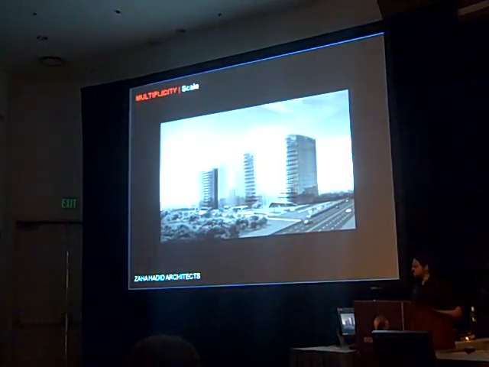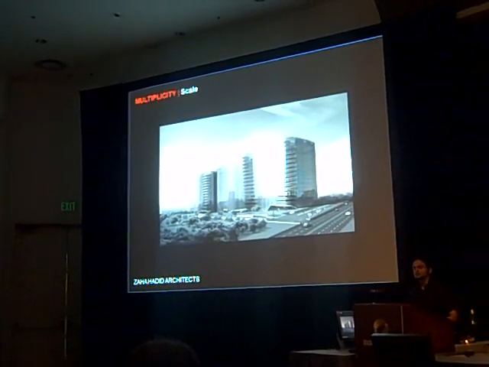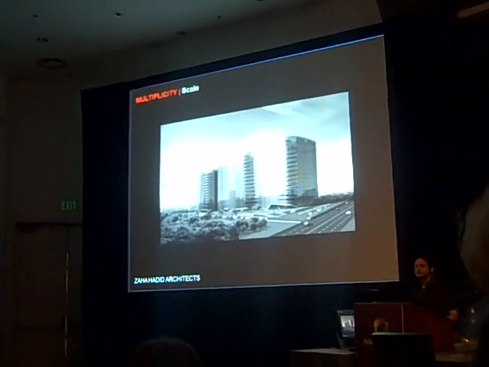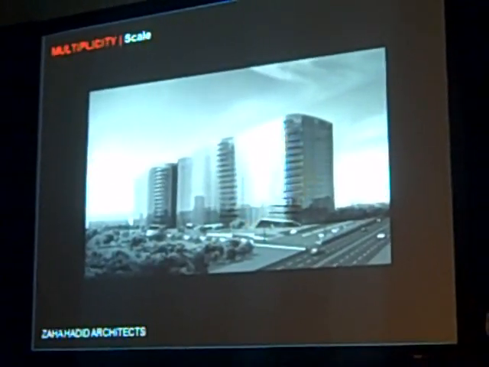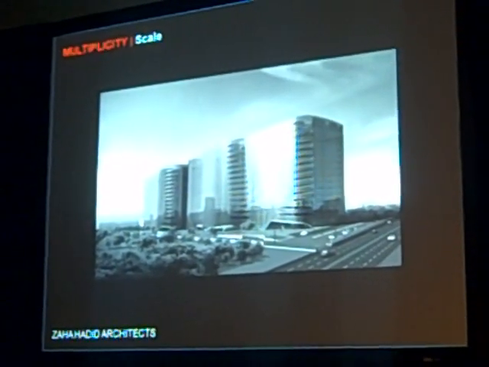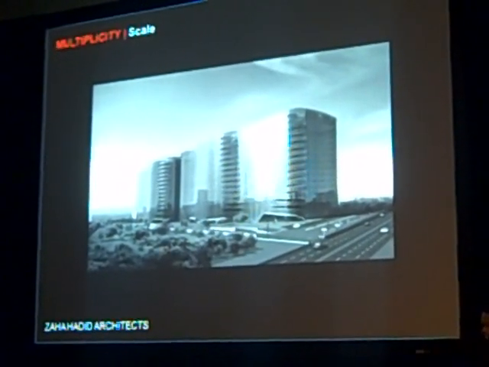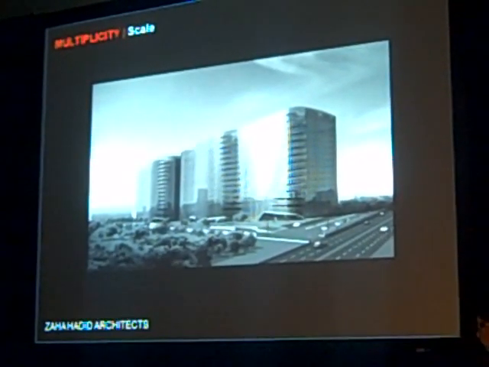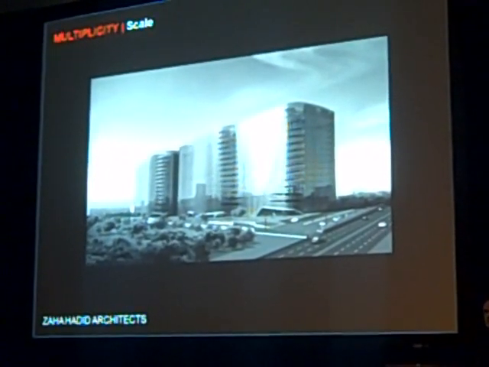The next issue of multiplicity is that of scale. In digital design, you might come up with patterns and things. Personally, I feel that until you assign a scale to something and then look at the performance of that particular object at that scale, it is pretty much scaleless. So for instance, in this case, it's a building in India. We came up with a tool to frit glass panels on the facade.